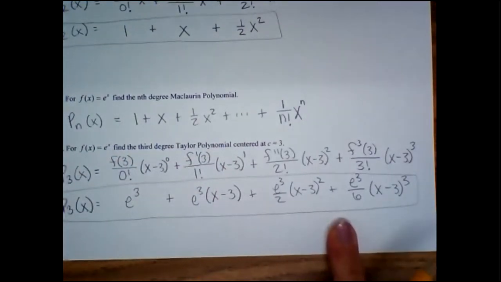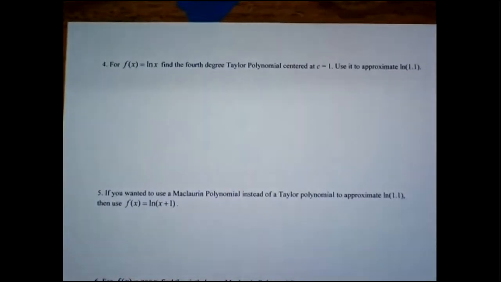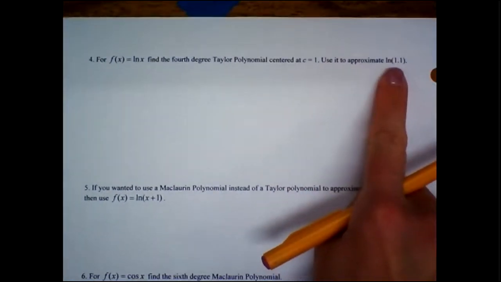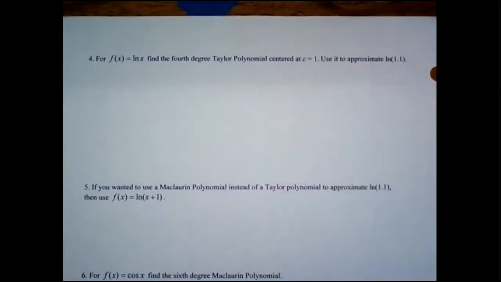Okay, go ahead and flip it over, because I'm going to change the function. Now we're going to look at ln of x. We want the fourth degree Taylor polynomial centered at 1, and then we're going to use it to approximate ln of 1.1, just using the calculator. I have mine handy. I'll just type it in first.